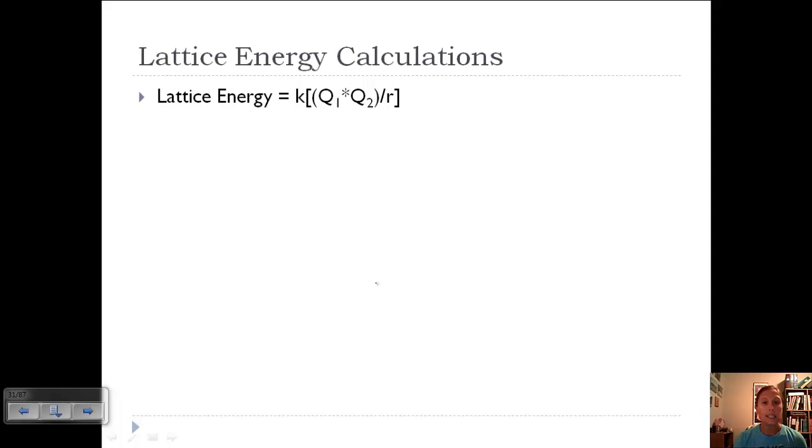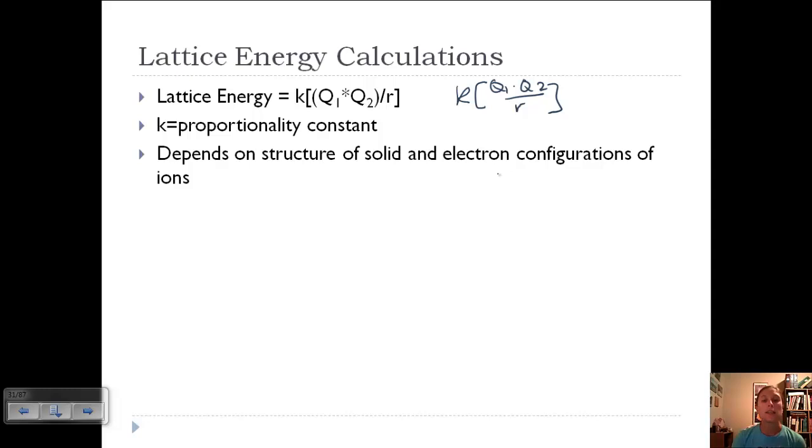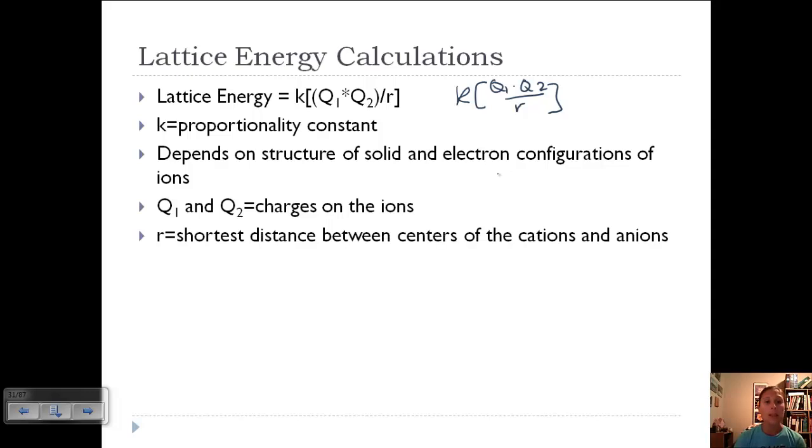We can also calculate lattice energy. So here's our equation, and if you want to write it not in horizontal form, it's K times Q1 times Q2 over R. We have talked about this a little bit already. K is a proportionality constant that depends on the structure of the solid and the electron configurations of the ions. Q1 and Q2 are the charges on the ions, so for sodium chloride it would be +1 and -1. And R is the shortest distance between the centers of the cations and anions. So if we had chlorine and sodium, here's the center, and then we're measuring that distance.